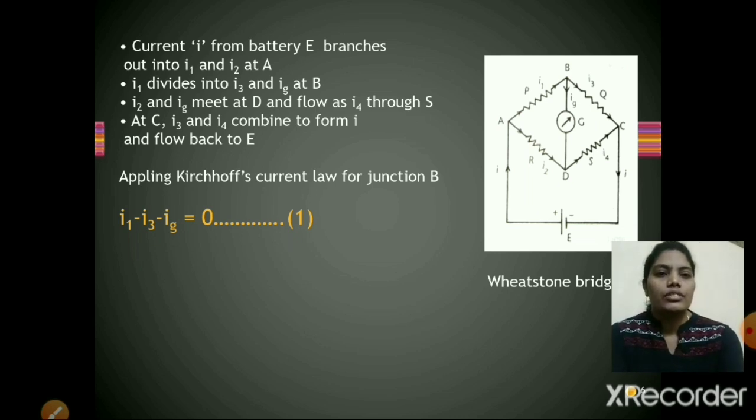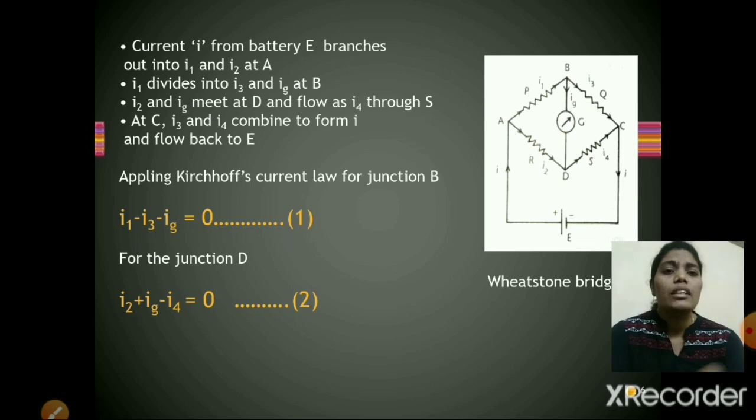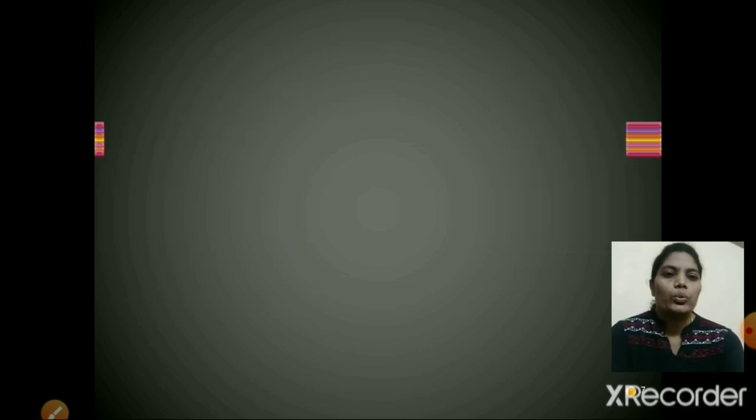Similarly, at junction D you can see I2, IG and I4, where I2 and IG are flowing towards D and I4 is flowing away from D. So the expression here is I2 plus IG minus I4 equals 0. We'll take it as equation 2.